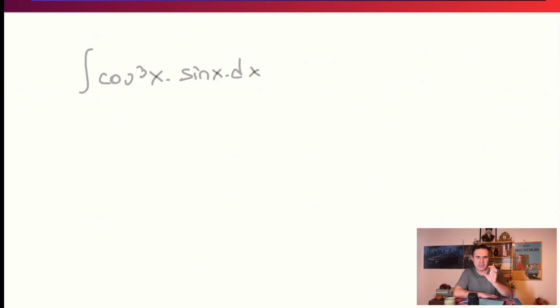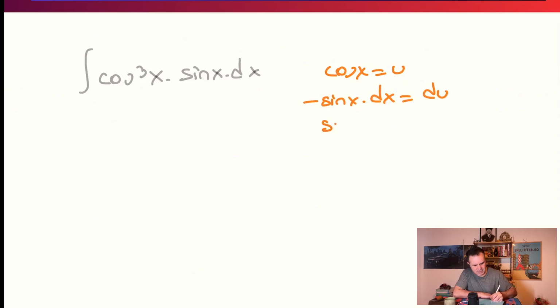Our integral was the integral of cosine cube x times sine x dx. And since the derivative of cosine x is minus sine x, we can use substitution here. Let cosine x be u, then minus sine x times dx is du. This means that sine x times dx is minus du.